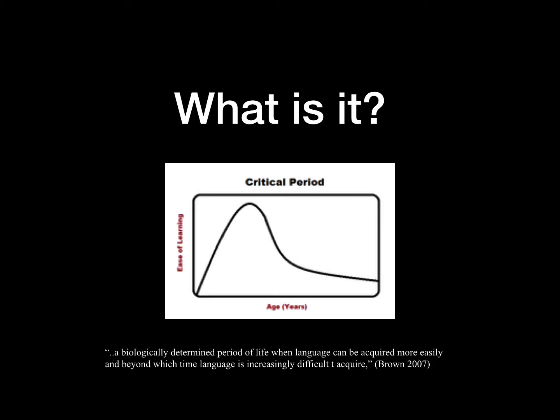An exact definition would be a biologically determined period of life when language can be acquired more easily and beyond which time language is increasingly difficult to acquire. There is much evidence to back up both sides, one being that a second language is best acquired when the person is younger, and the opposing side is that a second language is better acquired as an adult. Eric Lenneberg leans towards the side that language is better acquired at a younger age, mostly before puberty. There are different factors that play into this decision in research as well as the opposing side.